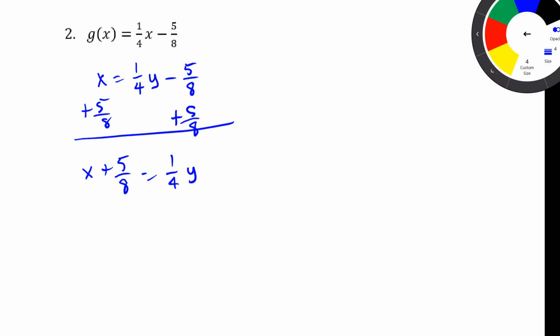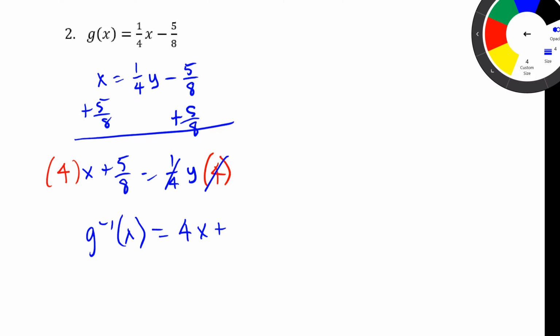Now, the reciprocal that we were talking about is only used when we have multiplication. So here the reciprocal of 1/4 is 4. So I'm going to multiply both sides by 4. That's going to eliminate this 1/4 and leave us with just y. So we can say g negative 1 of x, because we have y by itself, equals 4x plus whatever 4 times 5/8 is, which we'll see winds up being 5/2. And we're done.